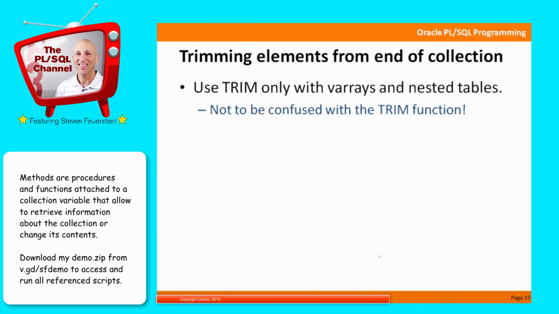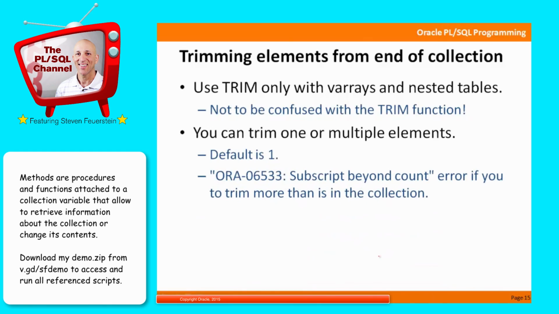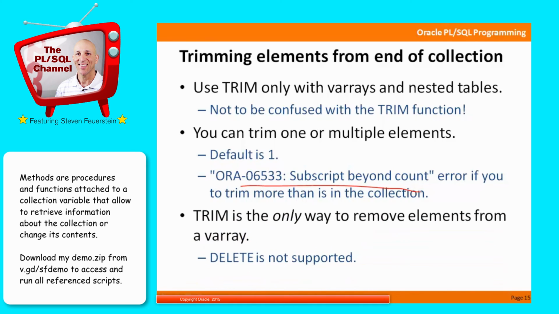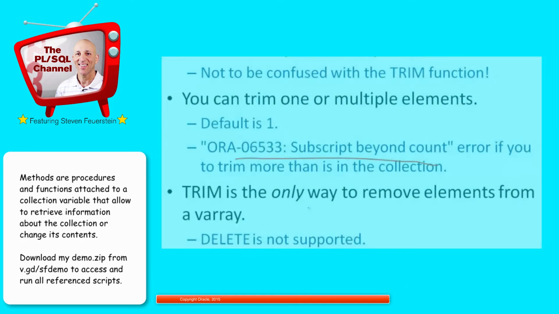Trimming elements from the end of a collection. This is available only with V-arrays and nested tables, and this is different from the trim function, which is a string function that trims leading or trailing characters on a string. You can trim one or multiple elements: get rid of the last element in my list, get rid of the last 10. And if you try to trim more than is in the collection, you'll get the subscript beyond count error. Trim is the only way to remove elements from a V-array. You cannot do a delete. Let's take a look.